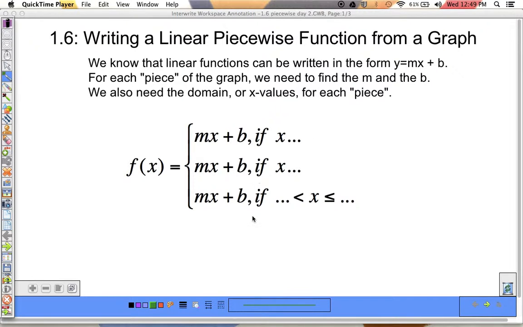1.6, if you want to write a linear piecewise function from a graph, what we know is that linear functions are able to be written in the form y equals mx plus b. So for each piece of the graph, we're going to figure out what m and b are, and then we're going to find the domain or the x values for each piece as well. So down here at the bottom, that's kind of what your function will look like. This would be a three-piece function. It has 3 rows on it.